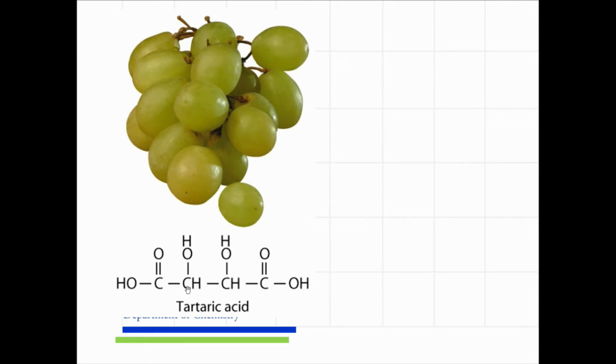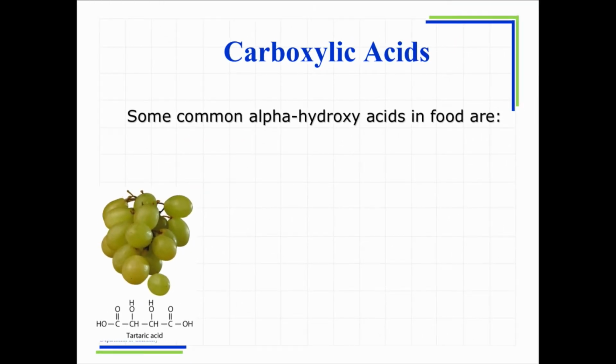This carbon right here is called the alpha carbon because it is the first Greek letter, right? So right here is the alpha, this is the beta carbon, and so forth. Right next to it is an OH group. That's called an alpha hydroxy carboxylic acid. If we look from the other direction, we see the carboxylic acid group right next door. This is its alpha, and it has an OH group. So that is tartaric acid, and that is an alpha hydroxy.